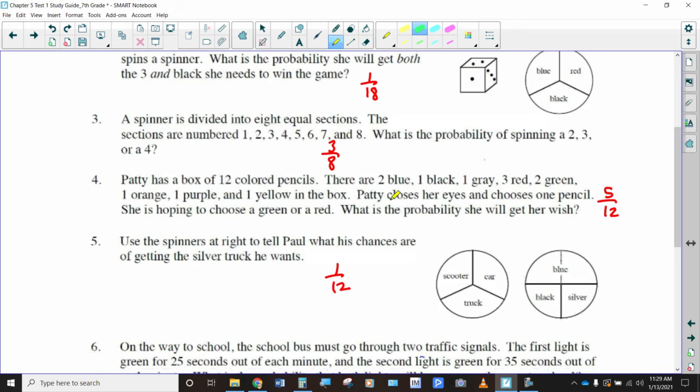All right. So Patty closes her eyes and chooses one pencil. She's hoping to choose a green or a red. So a green, there's 2 green, and there are 3 red for a total of 5 of those 2 colors out of the 12. So your answer ends up being 5 out of 12.